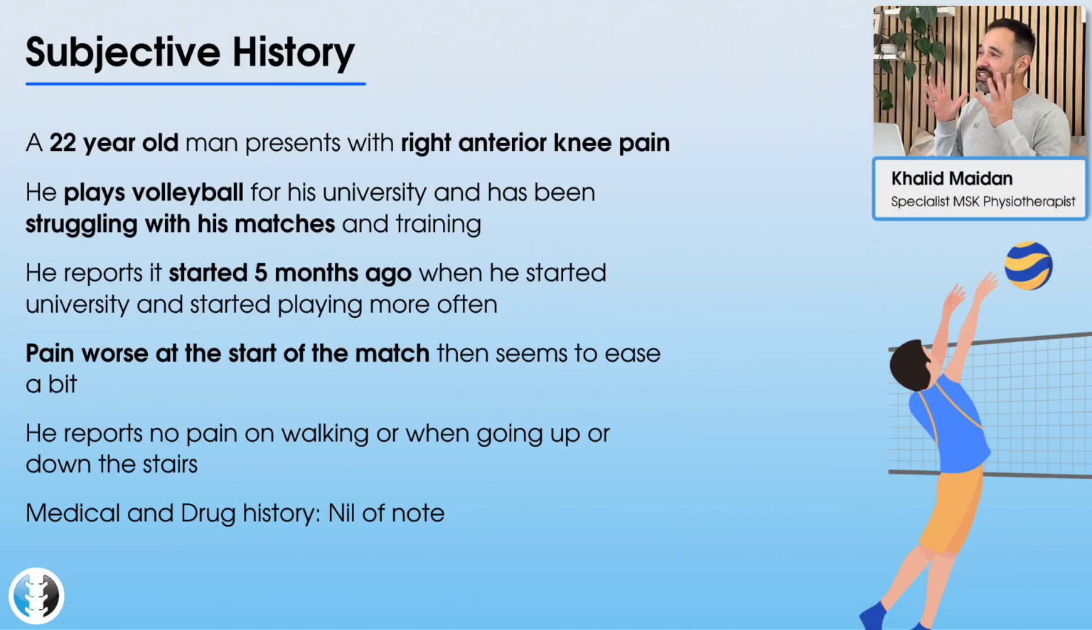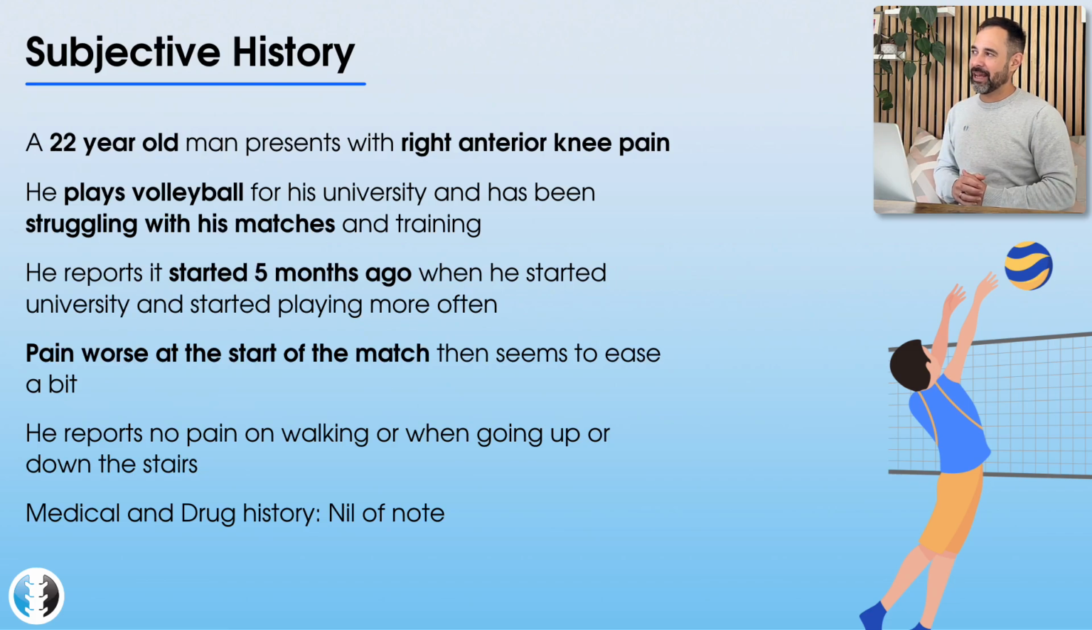Let's start with the subjective history for our patient. So, we have a 22-year-old male who's presenting to our clinic with right anterior knee pain. As we said, this patient is a volleyball player and they've really been noticing that volleyball seems to be part of their symptoms. So, when this young man was in his high school or senior school years, he was playing volleyball once to twice a week. However, now that he started university, everything's a little bit more intense.